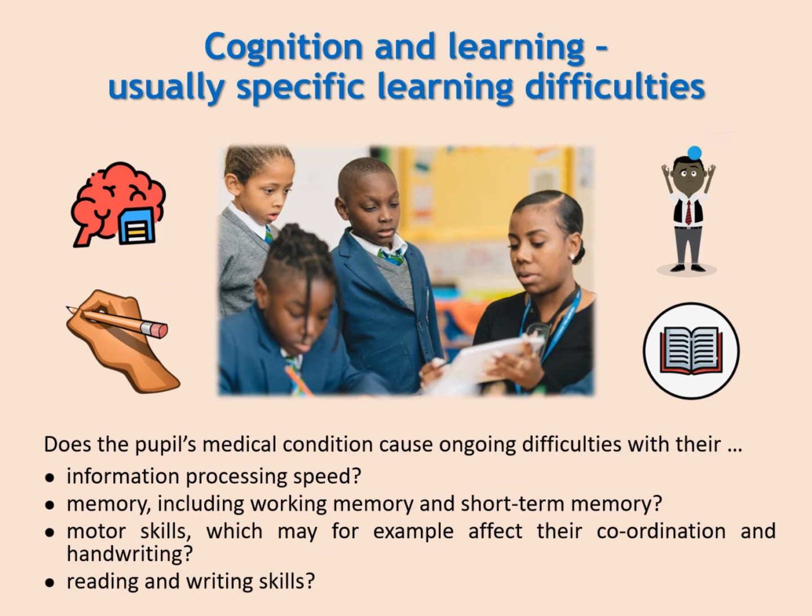Cognition and learning, usually specific learning difficulties. Does the pupil's medical condition cause ongoing difficulties with their information processing speed, memory, including working memory and short-term memory, motor skills, which may, for example, affect their coordination and handwriting, or their reading and writing skills?